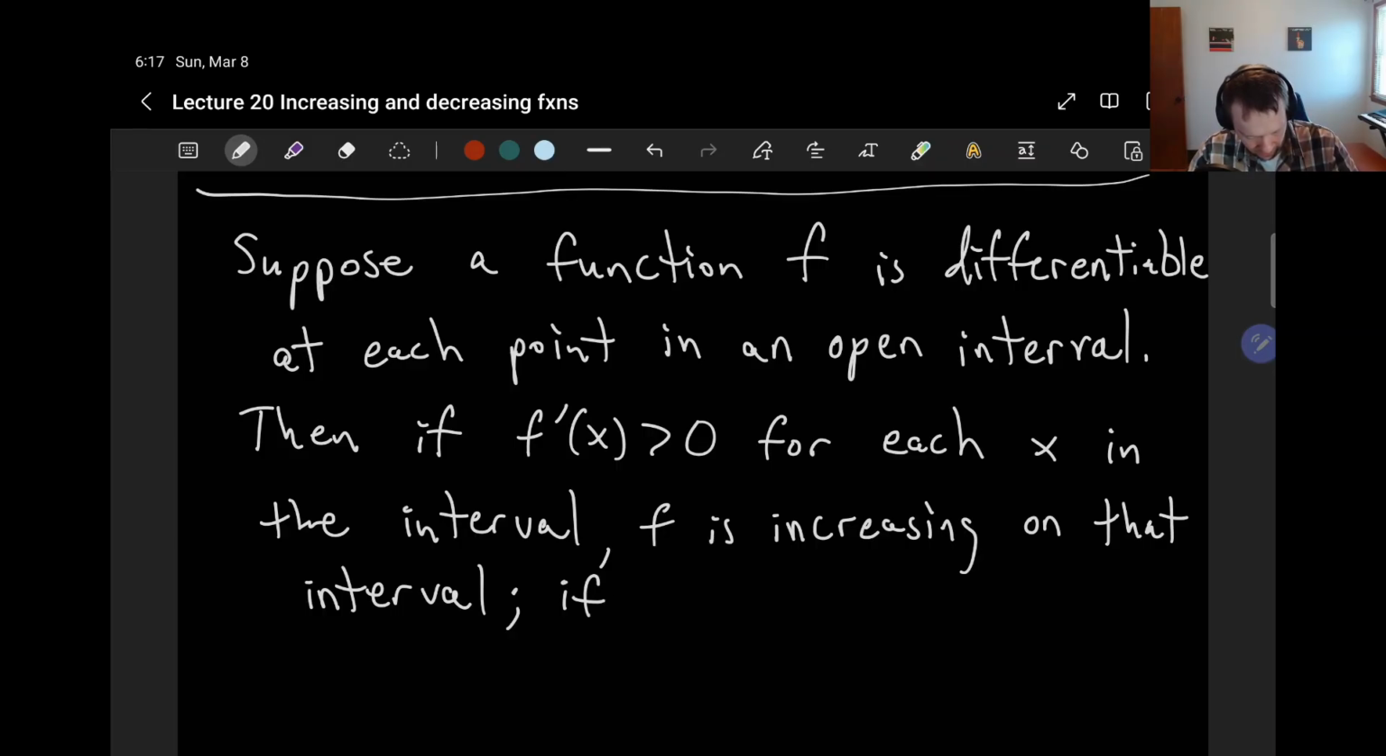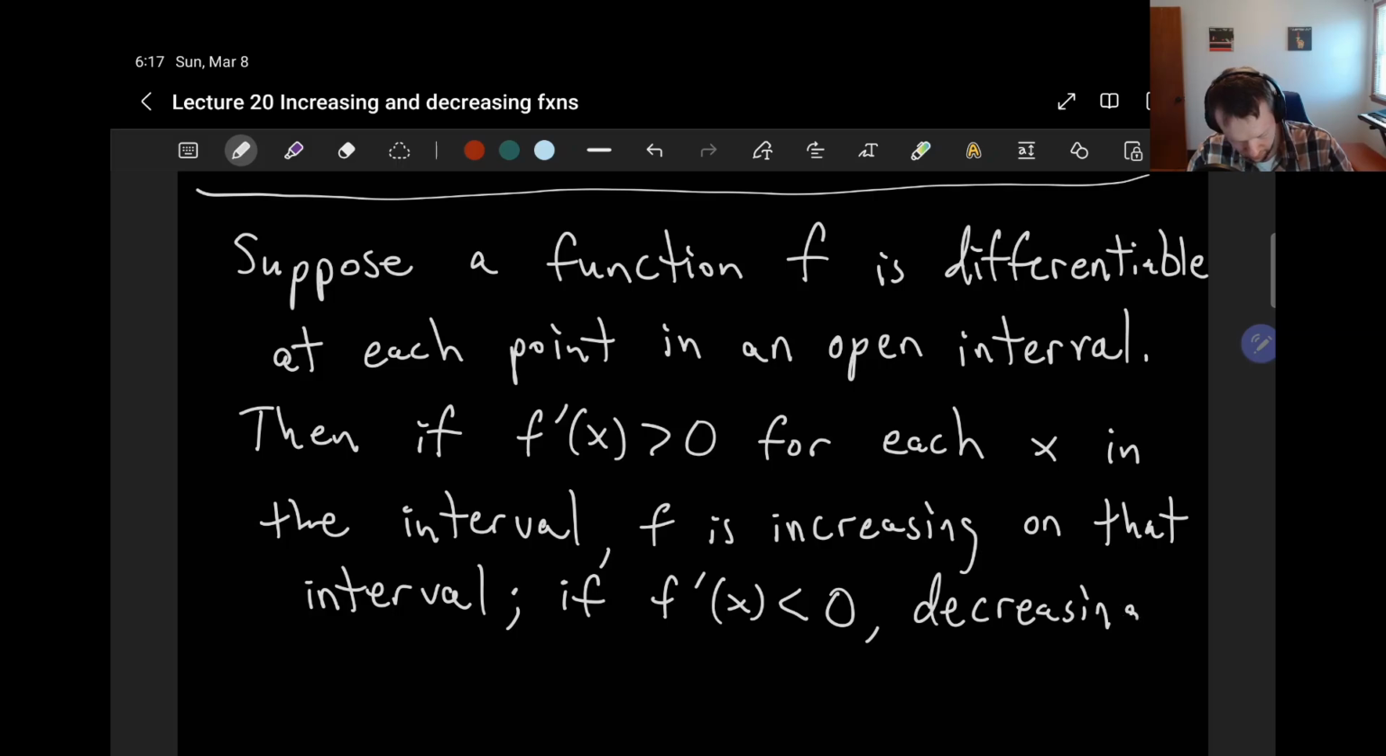Okay, then if f prime of x is negative, I'm going to write fewer words this time, but if it's negative at every x on the interval, it's decreasing. And if 0 for every point in your interval, then you know that you're constant, right? It's like a horizontal tangent line. It's flat.